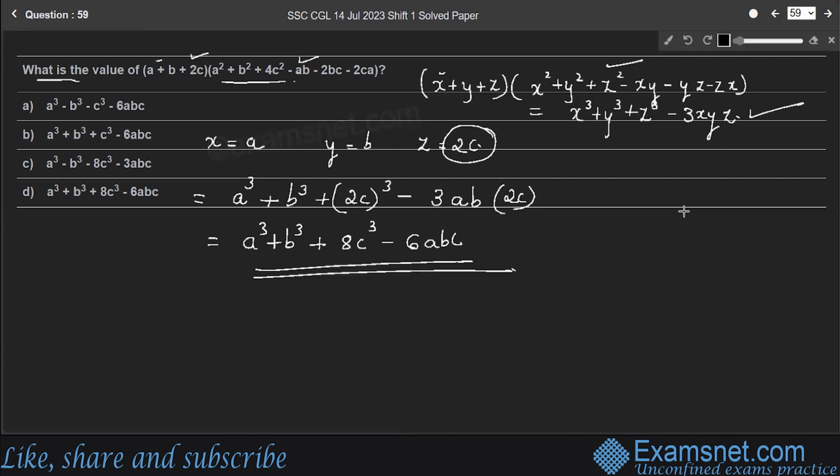So the only thing is we need to apply this formula, right? Which I have written here: x plus y plus z into the second expression is equal to x cube plus y cube plus z cube minus 3xyz, right? Therefore, a cube plus b cube plus 8c cube minus 6abc. Option D is the right answer.